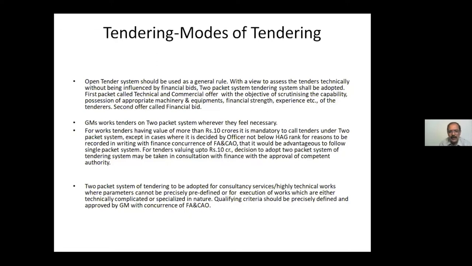So a question may come in two packet system tendering. It is also open tender. It is not a limited tender. It is an open tender. It is also invited through online e-tendering mode. So the only thing is 10 crores above compulsory, 10 crores less not compulsory. Okay. The first stage is called technical bid and the second one is called financial bid.